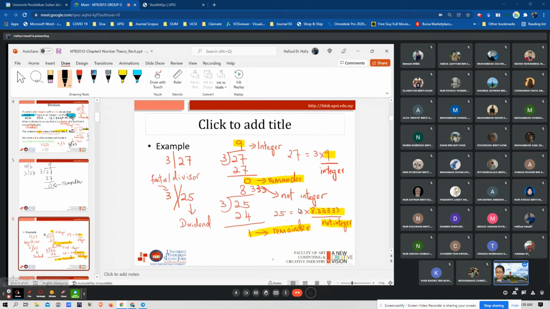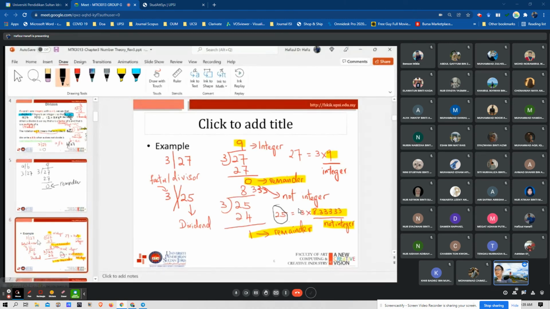And then, this one is not an integer. 3 into 25, you have a remainder of 1. And then the complete total of the factor, factor and divisor. Factor is 25, and then the total is 3 multiplied by 8.3333. It is not an integer. It must be integers, for both the factor and the dividend.